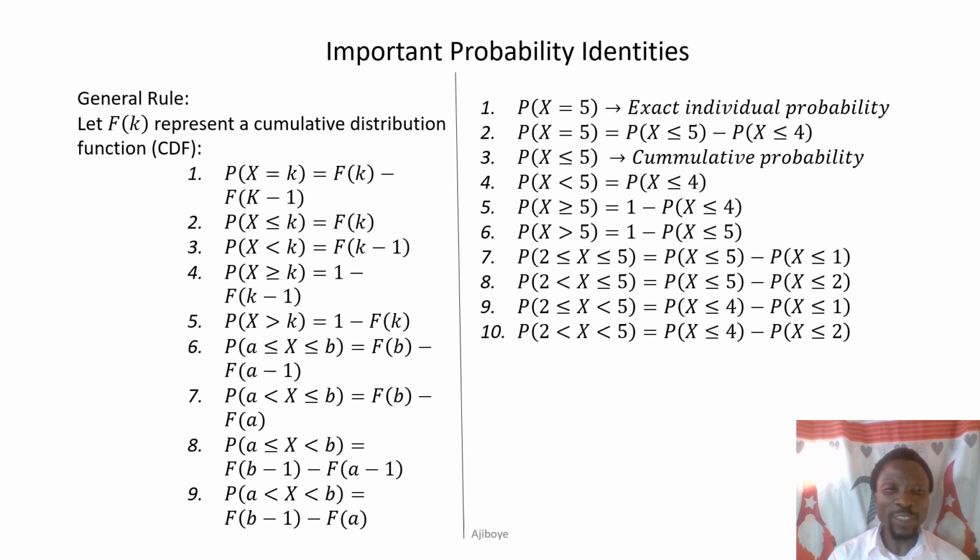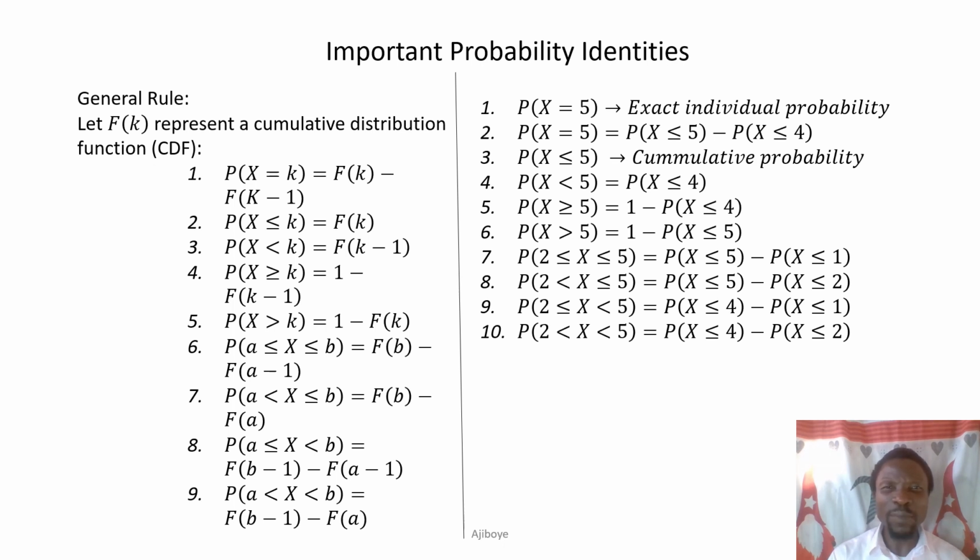Before we proceed to the example, it is important we understudy these important probability identities. The cumulative distribution function (CDF) can be used to determine exact individual probability values. One way you can see from the left, the general rule is: probability of X equals k is equivalent to F of k minus F of k minus 1. F of k is the cumulative distribution function defined on the value, and that we can get in our statistical table.